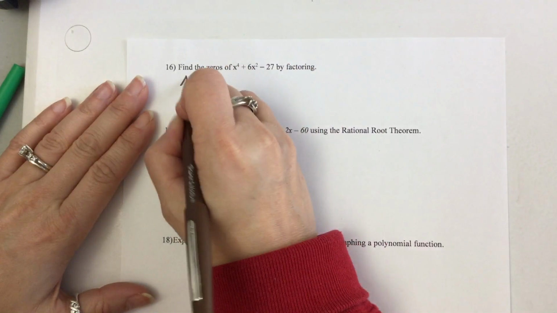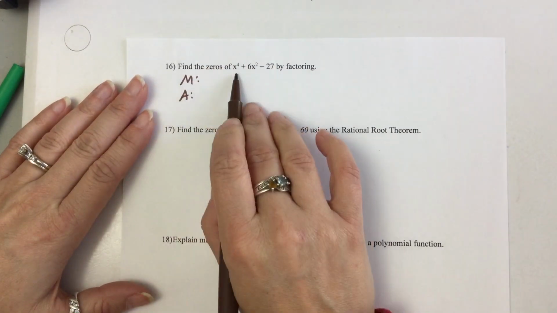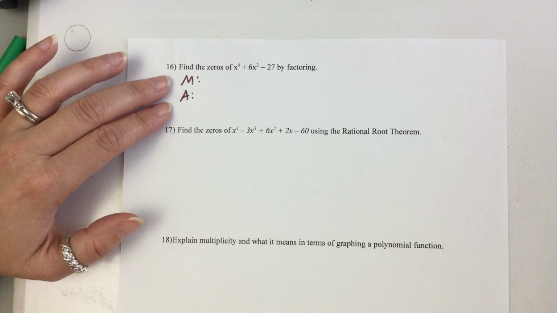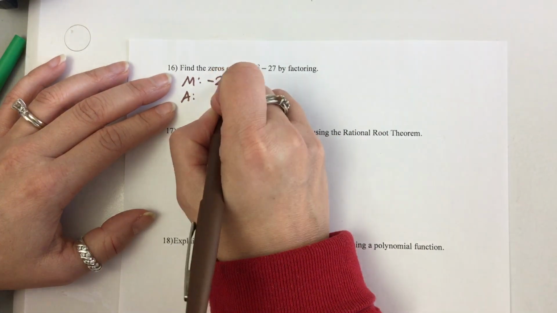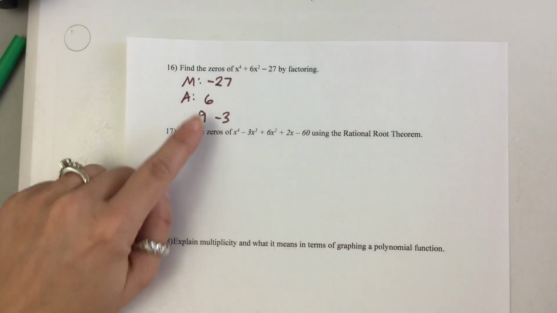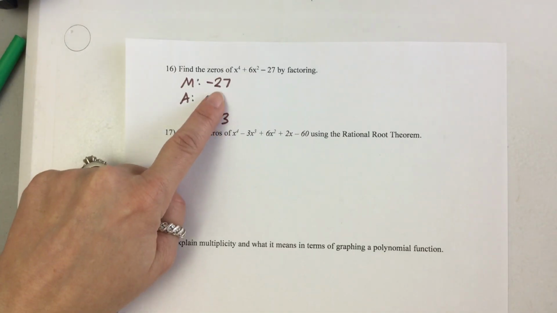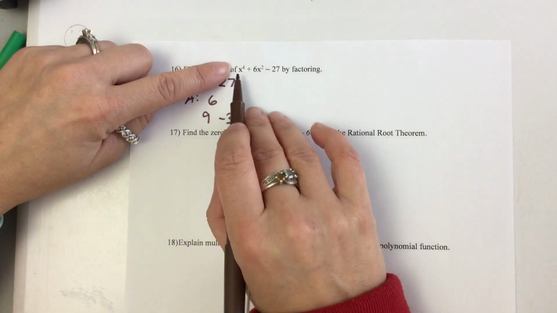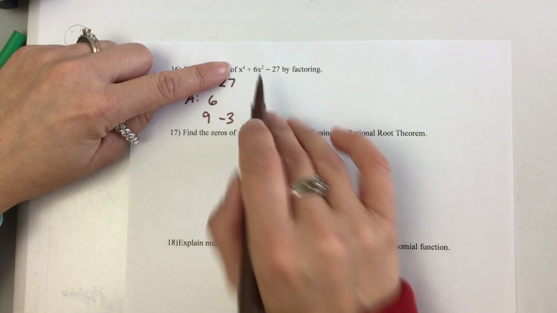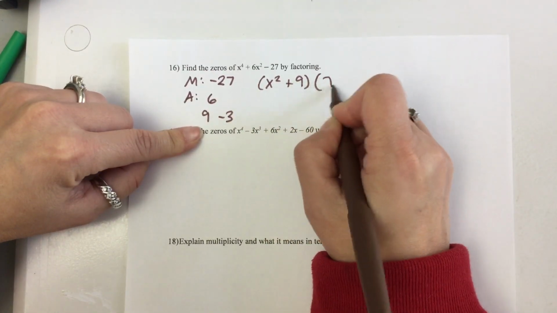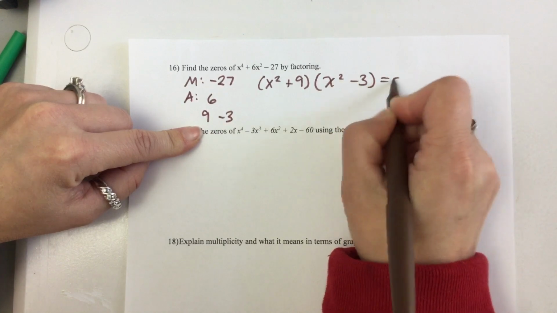Remember, if your exponents are 4, 2, and 0, you can still do multiply, add, okay? I am multiplying to negative 27, adding to 6. So that's 9 and negative 3, because 9 times negative 3 is negative 27, and 9 minus 3 is 6. Because the exponents are doubled, when you write this in factored form, you also double the amount of x's you have.